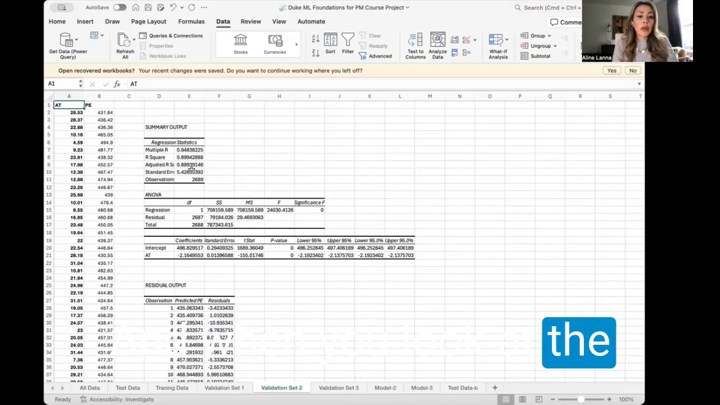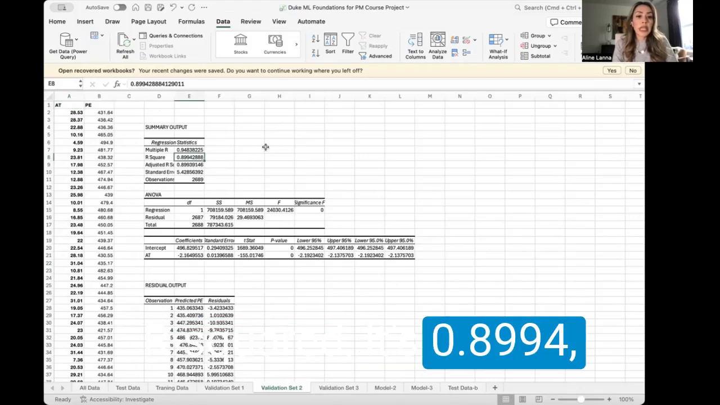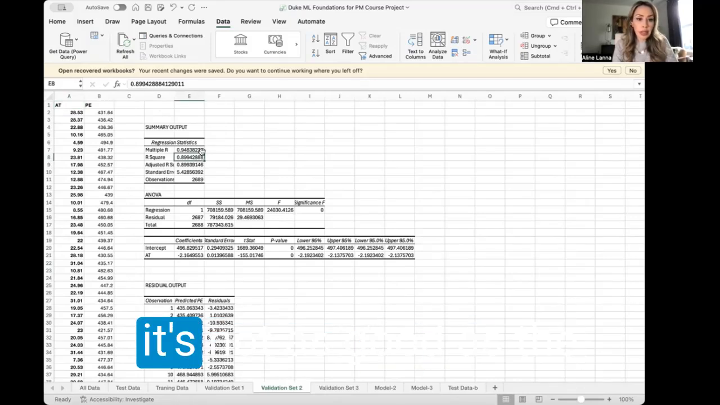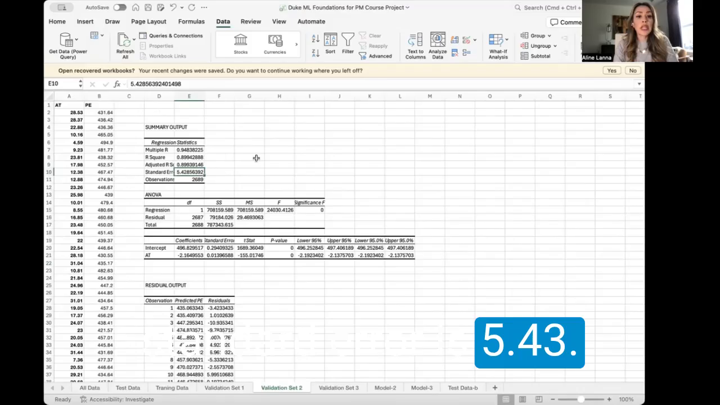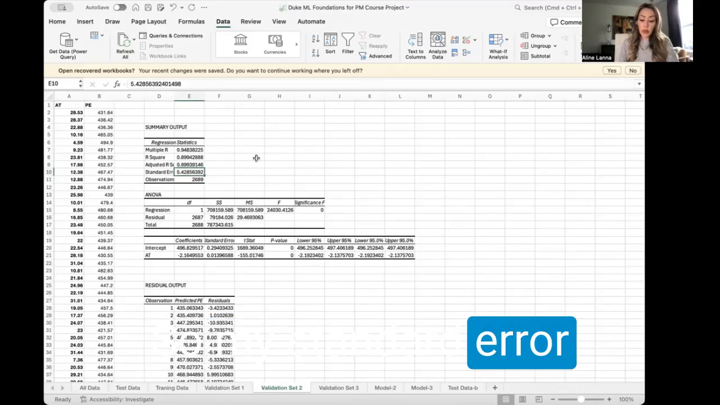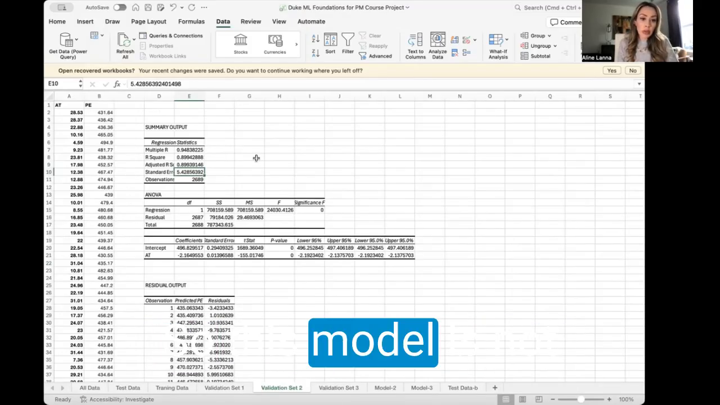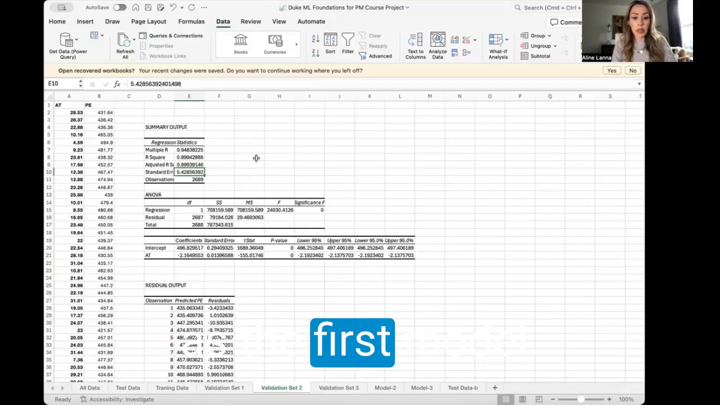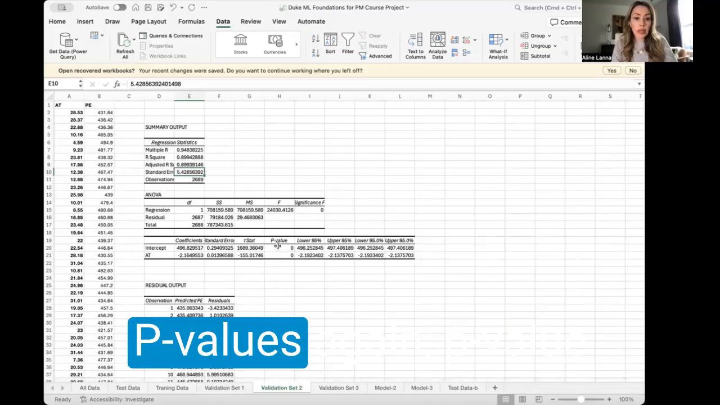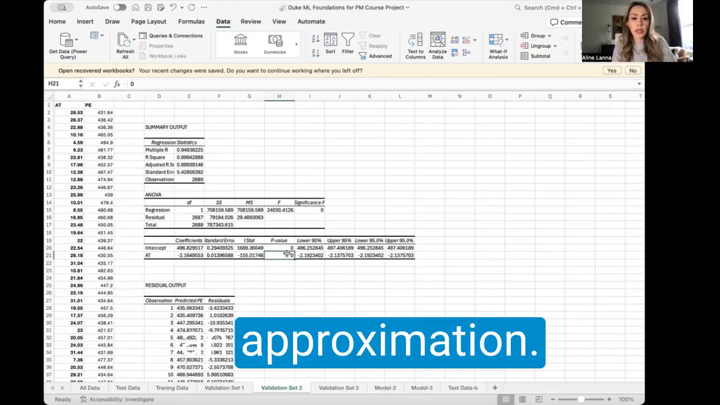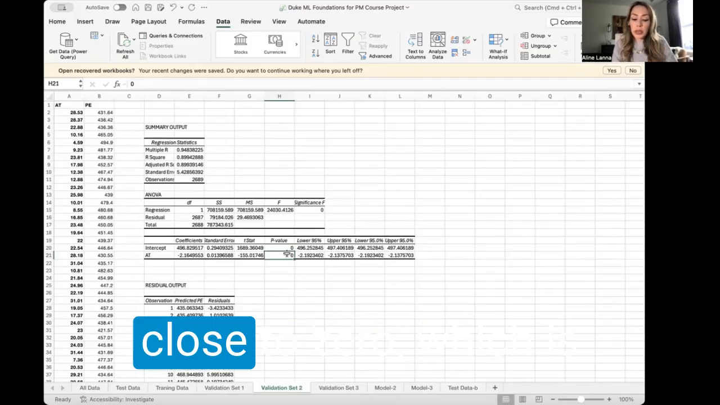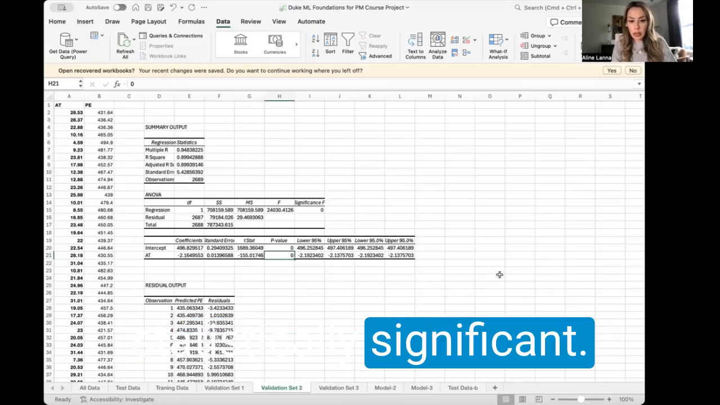And when you look at the R square, it's 0.8994. It's not as good as the first model. And my standard error is 5.43. So my standard error went up a little bit. So this model is not performing as well as the first model. When I look at the p-values again, p-value of 0, which is probably an approximation, it's probably pretty close to 0, which is statistically significant.